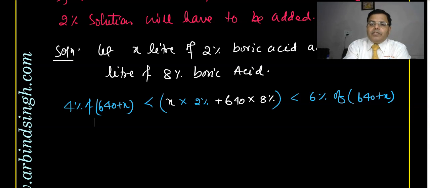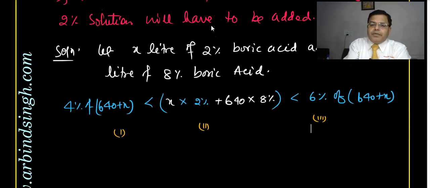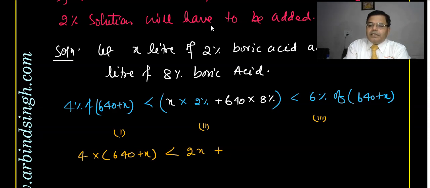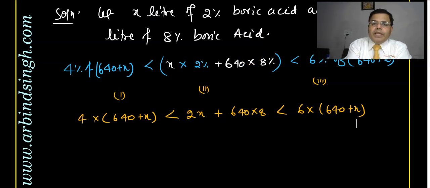There are three inequalities. We can make them separate, or do it together as well, but it may be lengthy for you. So let me write here: the percent can be cancelled from everywhere. So 4 into (640 plus x) is less than 2x plus 640 into 8, which is less than 6 into (640 plus x). Now from the first and second, we can go ahead.